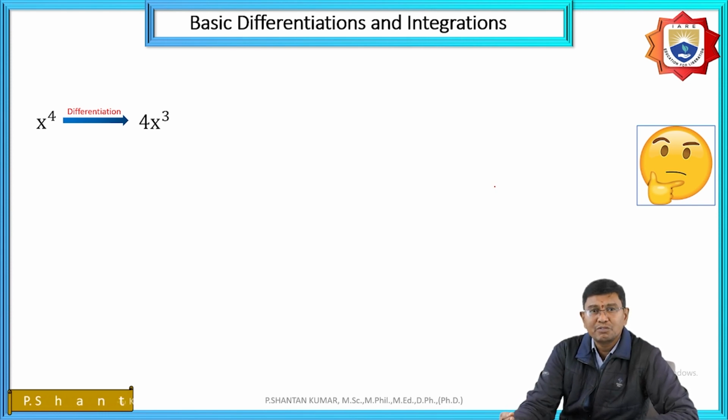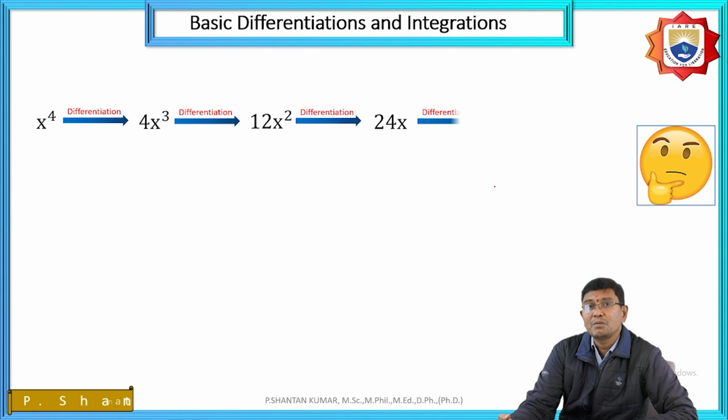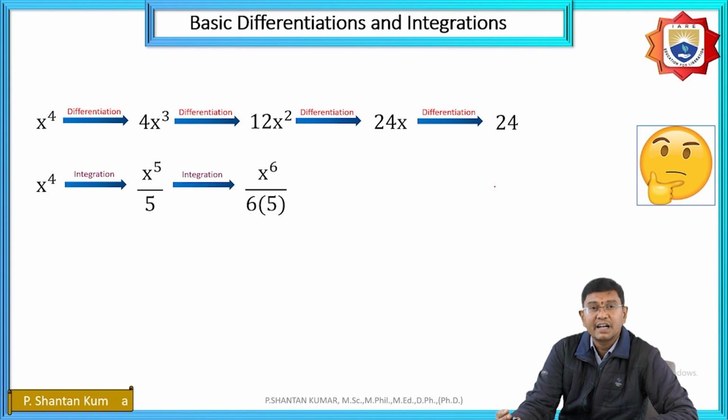For example, for x power 4 the derivative is 4x cube, one more derivative is 12x square, one more derivative is 24x, and one more derivative is 24. That means one by one we obtain the derivatives: first derivative, second derivative and so on. Similarly for integration of x power 4, we get x power 5 by 5, and one more example, x power 6 by 30, and again x power 7 by 7 into 6 into 5.